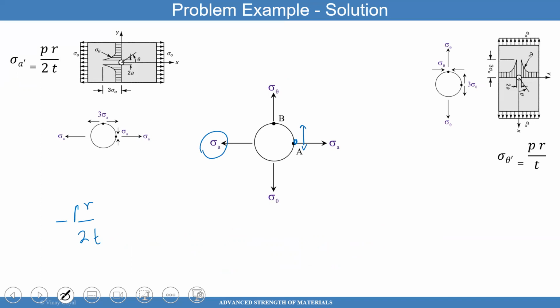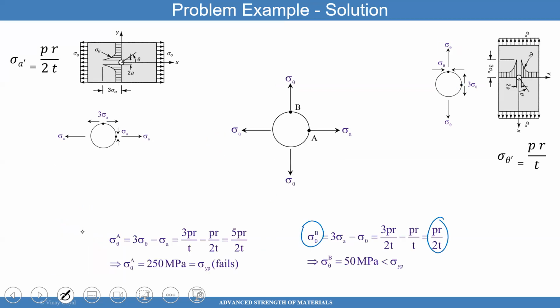And then you have this one here, which is sigma theta. And that sigma theta causes at point A 3 times, so plus 3 times PR over T. So I will have to multiply the top by 2 and the bottom by 2, so I can add them up. And I get 5 PR over 2T. So at point A, I got 5 times PR over 2T. Well, at point B, I got PR over 2T. And you can see here, that is exactly what I got.